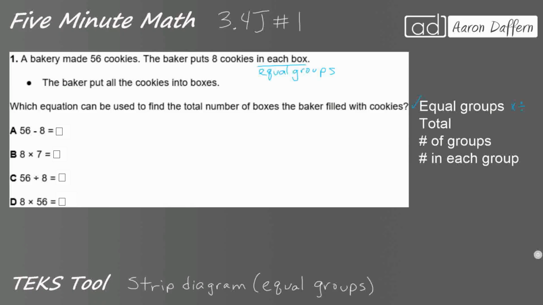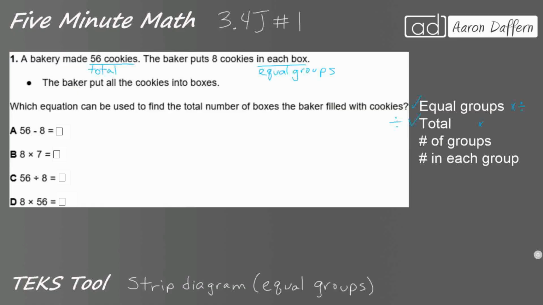And it depends on whether or not we have the total. So the total is how many total cookies there are. Well, in this case, it looks like we have 56 cookies. So that lets us know that we have the total. So when we have the total, that means that we are going to be using division because we already have the total. We need to find either the number of groups or the number in each group. If we don't have the total, that means we would be using multiplication.